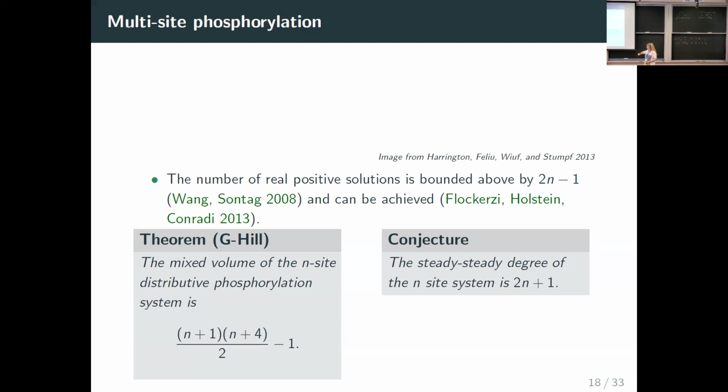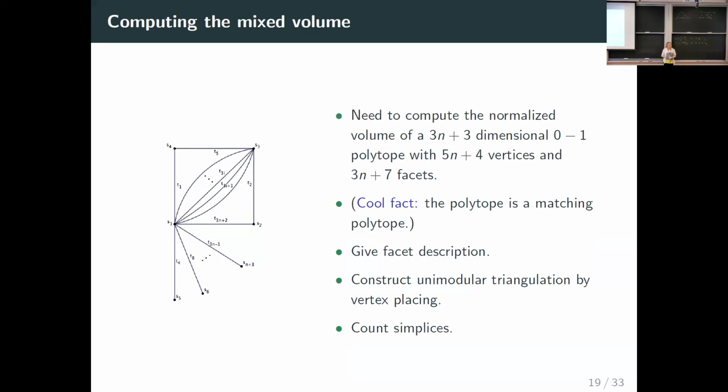And then this one was, again, at each step we're getting more and more complicated. We end up having to compute the normalized volume of a 3n plus 3 dimensional 0-1 polytope. It has 5n plus 4 vertices and 3n plus 7 facets. Svetlana Hill really worked through constructing a unimodular triangulation for this polytope.